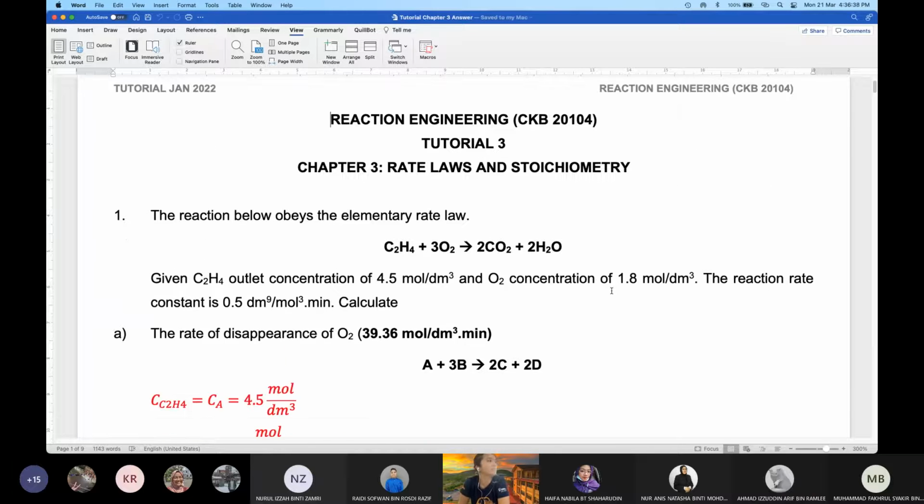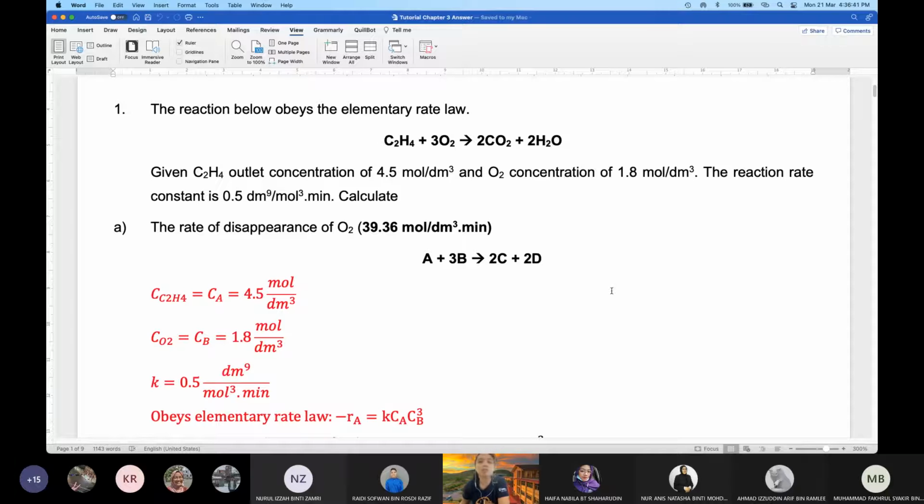Right, so first question. As usual, during tutorial, I do not expect you to do it on the spot because the questions are a little bit long. What's more important, as I told you previously in chapter 2, is really understanding the question. The key is understanding the information, then how we translate the information into variables, and then how we use the equation to solve the problem. Okay, so let us go to the first question.